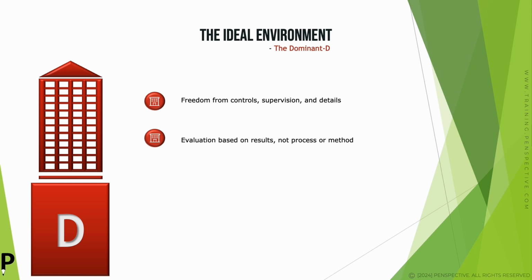Evaluation based on results, not process or method. Dominant D's value results above all else. They prefer environments where their performance is measured by outcomes rather than the process or methods used to achieve them. Clear goals and objectives allow them to focus their energy on achieving tangible results.